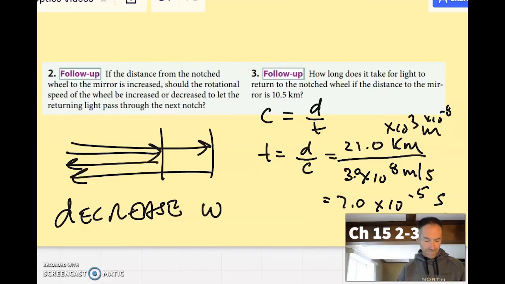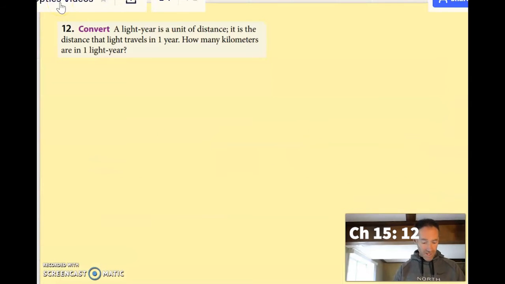Pretty fast. On number 12, it says light year is a unit of distance. It's the distance that light travels in 1 year. How many kilometers are in the light year?